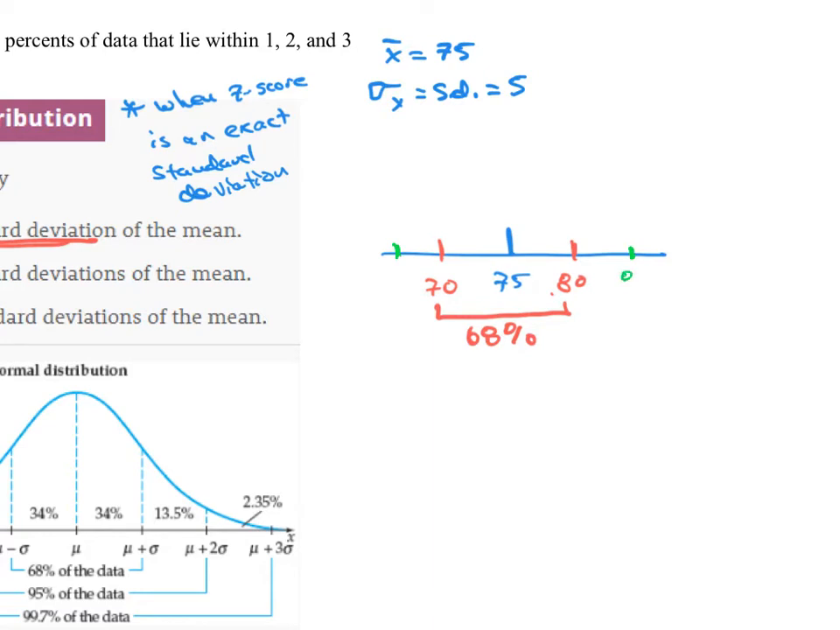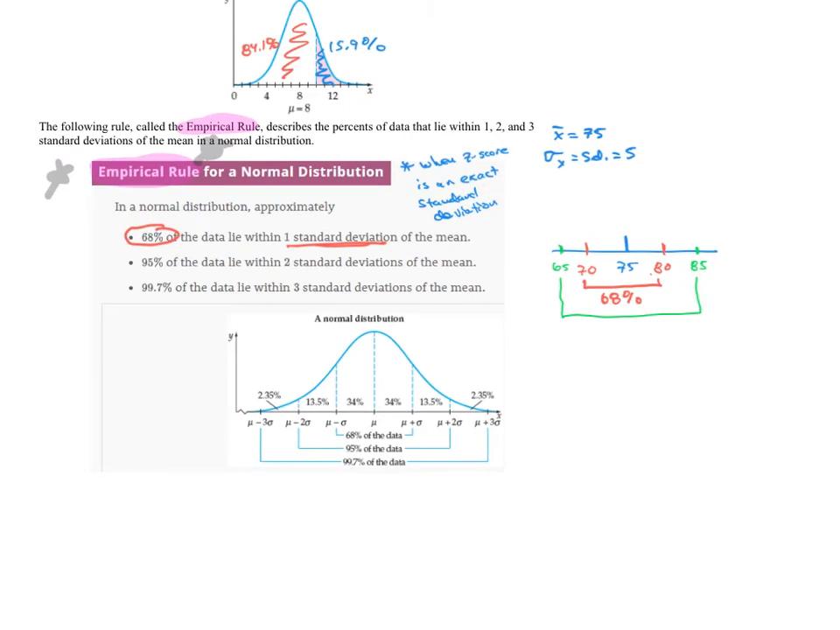I'd have an 85 and a 65 as my test scores. So the question becomes, how many people scored between a 65 and an 85 on the test? Well, the empirical rule says 95% of people score within 2 standard deviations of the mean. So that would represent 95% of those students who took the test scored between a 65 and an 85.